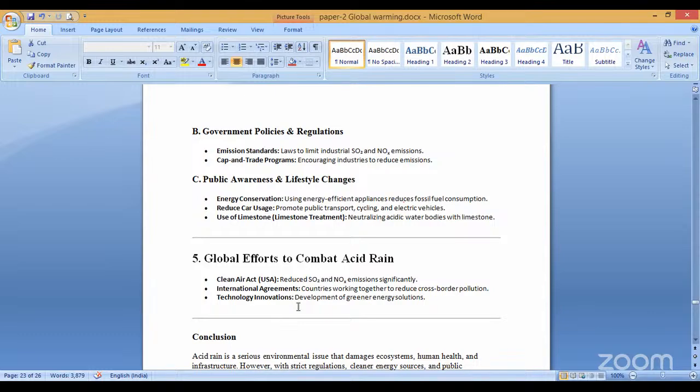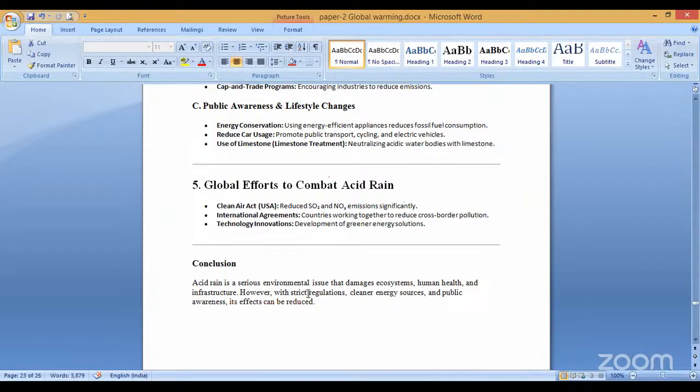Use of limestone, where it is limestone treatment, neutralizing the acidic water bodies with limestone. Global efforts to combat acid rain: the Clean Air Act in the USA reduced the sulfur and nitrogen emissions significantly. International agreements have countries working together to reduce cross-border pollution. Technology innovations and developing green energy solutions.